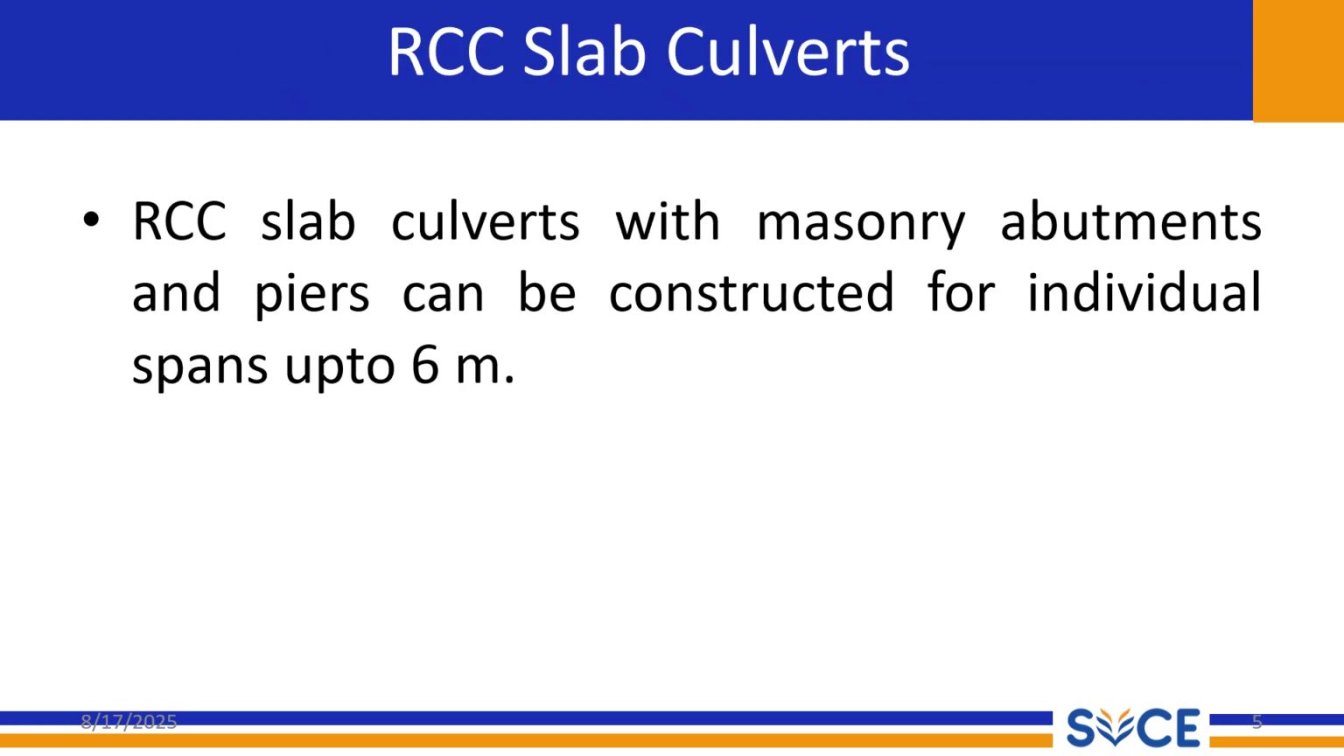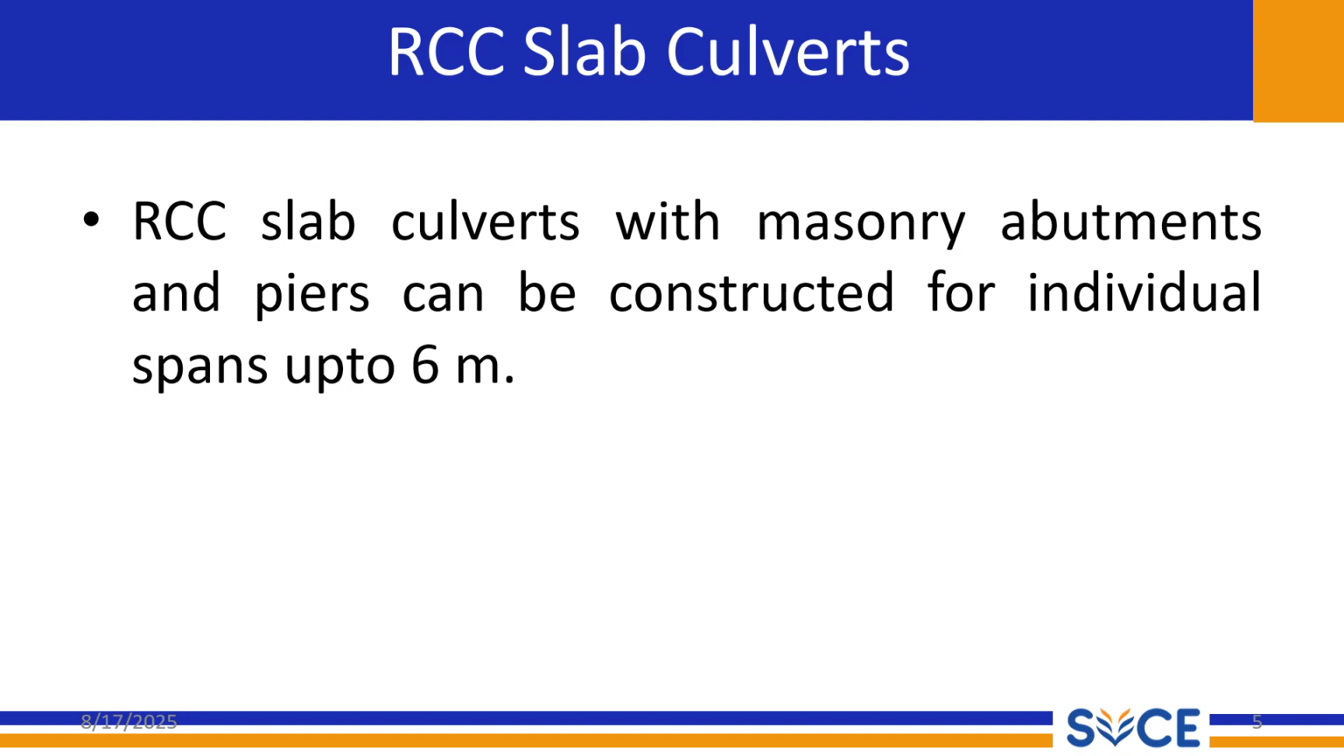Next we see the RCC slab culvert. These are the modern and widely used type of culverts constructed with reinforced cement concrete. In this form of culvert, a reinforced concrete slab is placed across the span, supported on the abutments or walls. The reinforcement in the slab resists the bending and shear force caused by the vehicular load, while the concrete provides the durability and compressive strength.